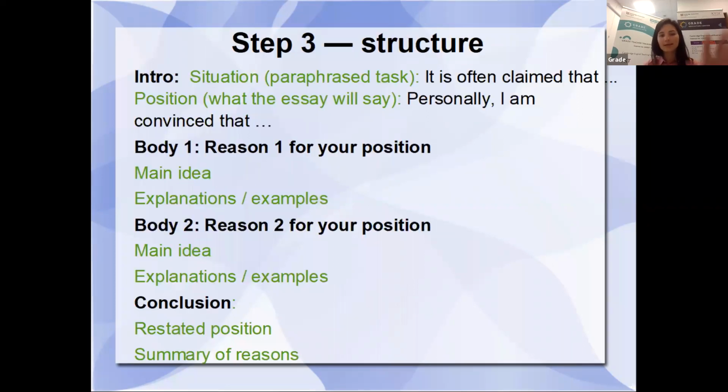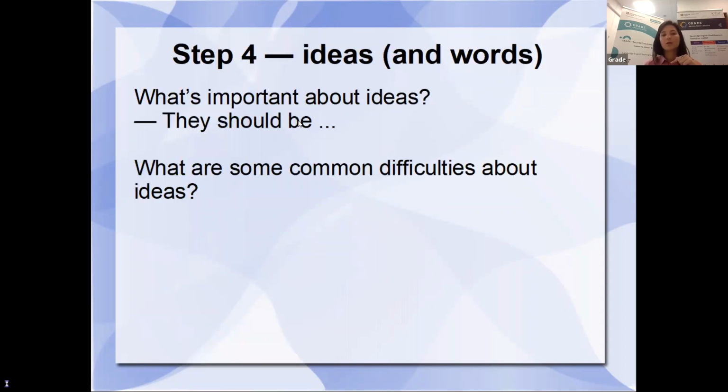So here we have a skeleton. This is our skeleton, and we need to fill it. We need to brainstorm, first of all, main ideas, reason 1, reason 2, and then we need to think about how we're going to explain and probably what examples we can give. So when we think about ideas, what's important? So they should be what? Your ideas should be what?